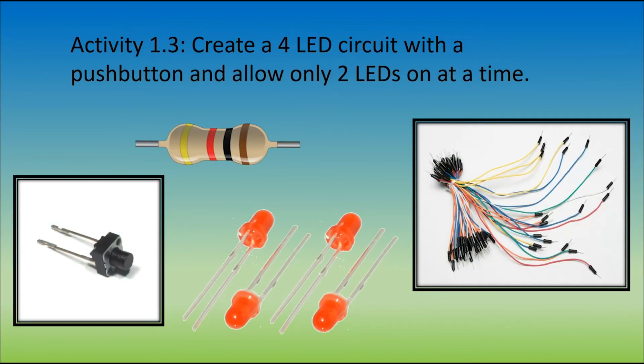Our last activity for this session is a challenging one. Your goal is to create a circuit using 1 resistor, 1 push button, 4 LEDs, and as many wires as you need. This circuit should have 2 LEDs turn on when you connect the battery to the circuit. Then, when the push button is pressed, those 2 LEDs should turn off, and the other 2 LEDs should turn on. Think about how the resistance of a series circuit differs from the resistance of a parallel circuit.